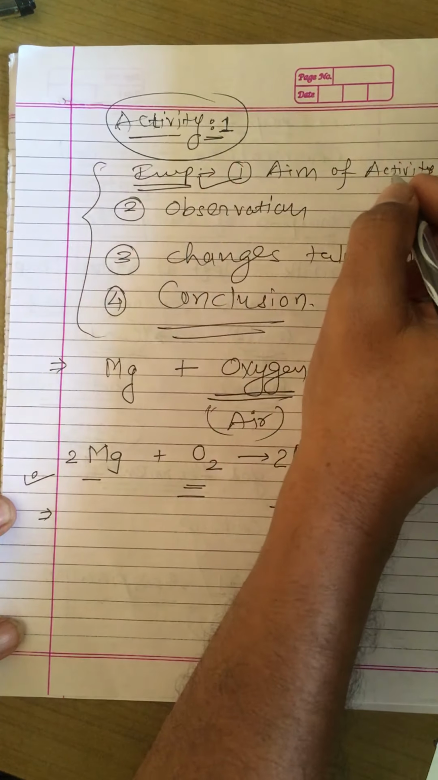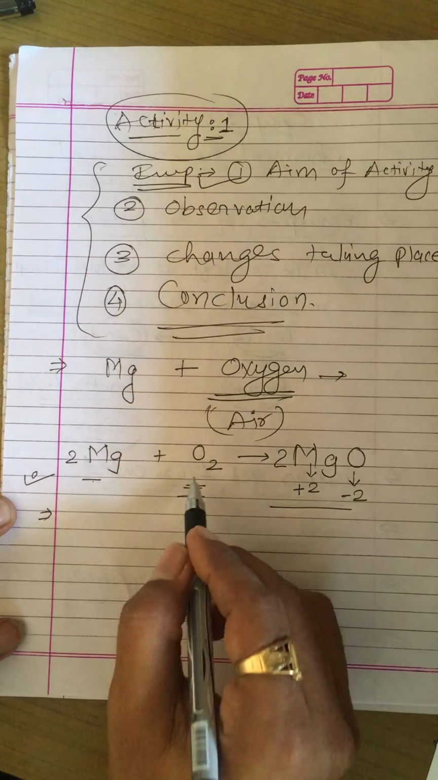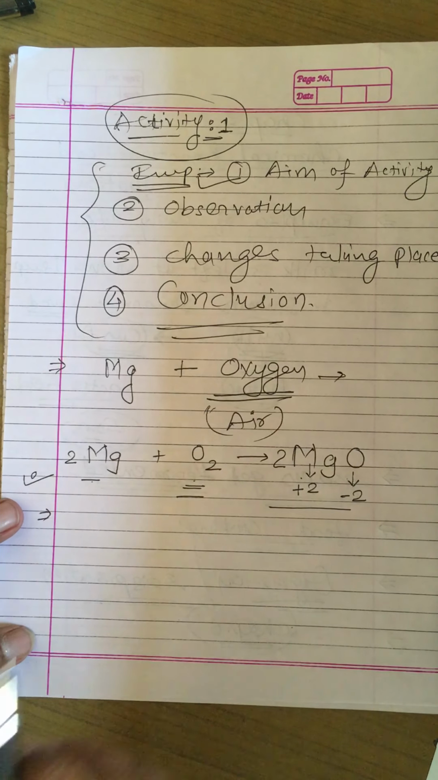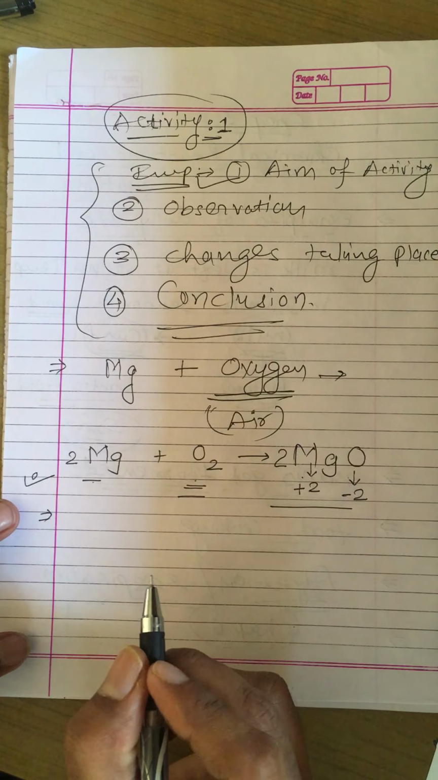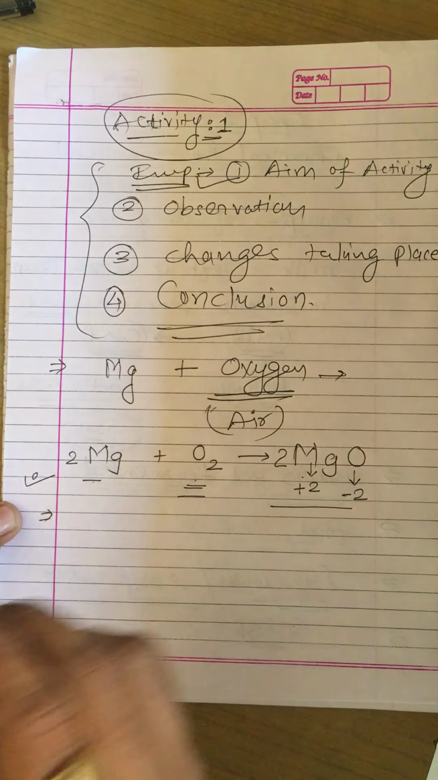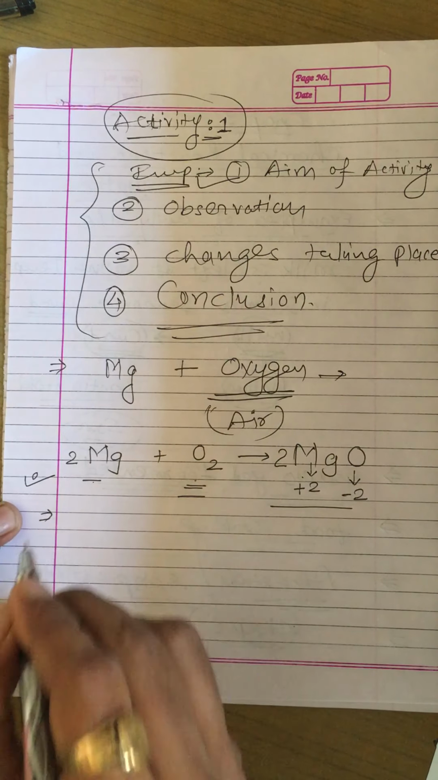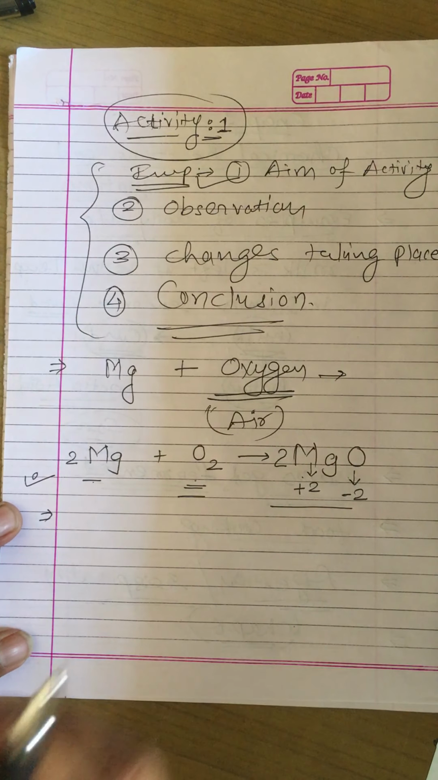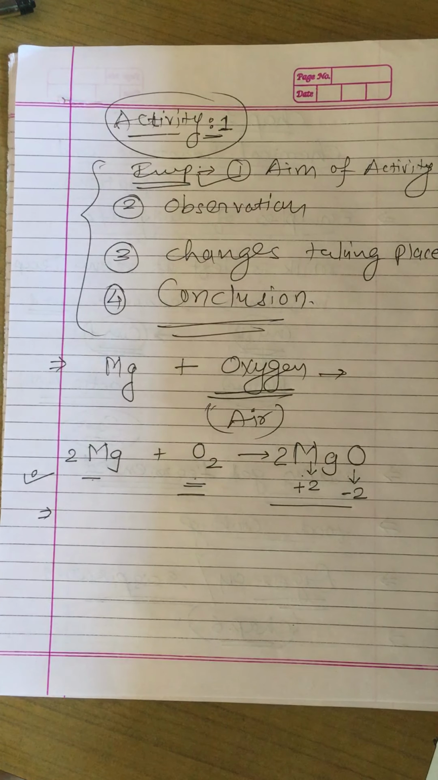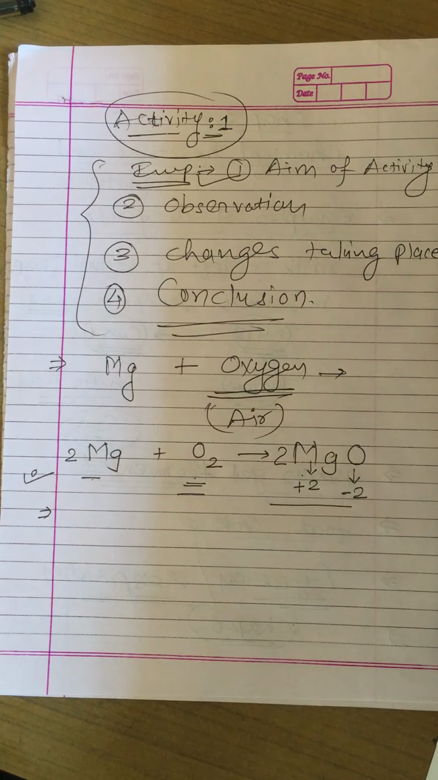So first, the aim is to check what happened: magnesium burns with oxygen. Observation: we have seen that white powder and dazzling flame are produced. Changes taking place: we can write that the metal is converted into powdery form. And conclusion: magnesium oxide is produced. So this is the conclusion. You have to remember, friends.